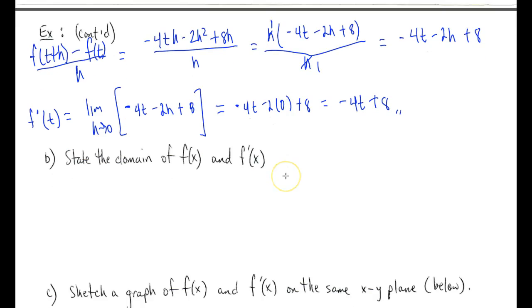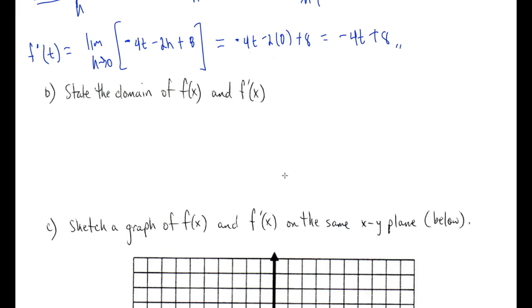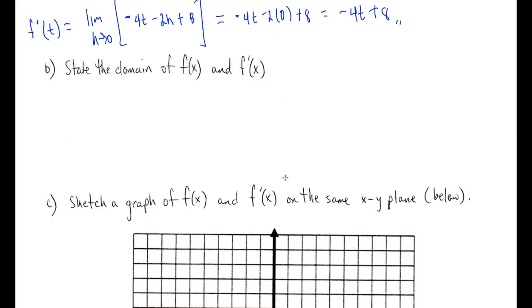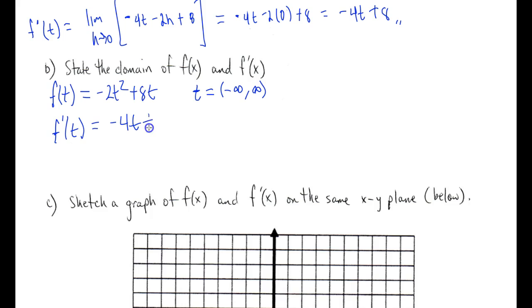So now what we want to do is state the domain of the function itself and its derivative. So of course, the function itself was negative 2t squared plus 8t. This is a polynomial of degree 2, or a quadratic. So of course, its domain is going to be all real numbers. The derivative is a line. And of course, the domain for any line is also all real numbers. So that one was pretty easy.